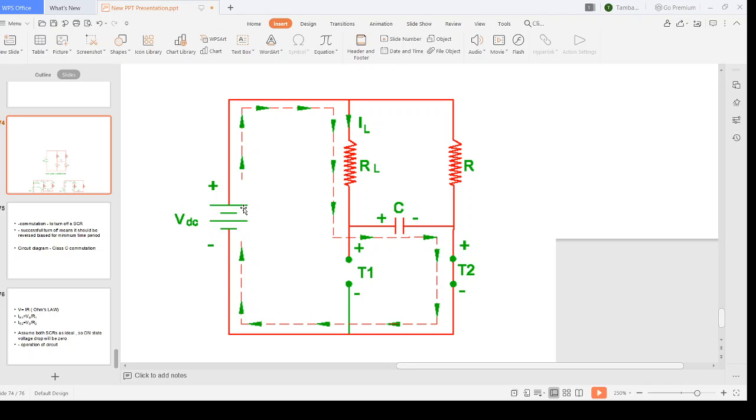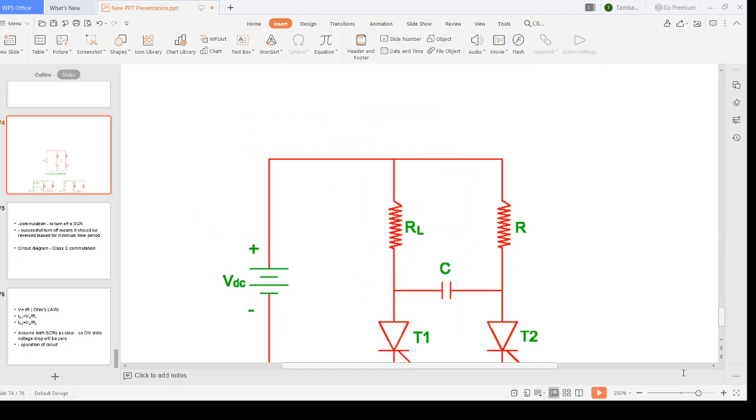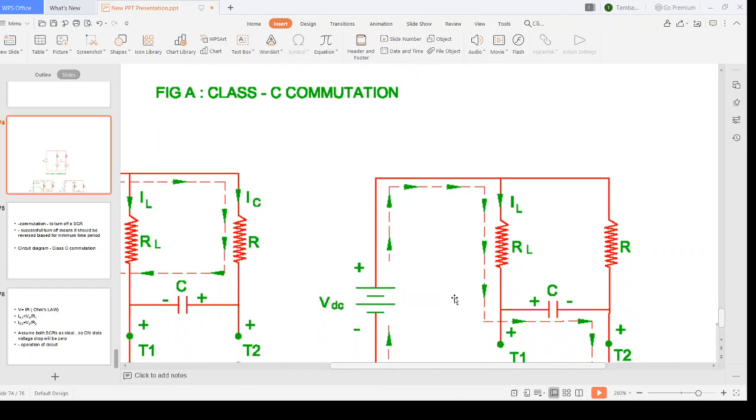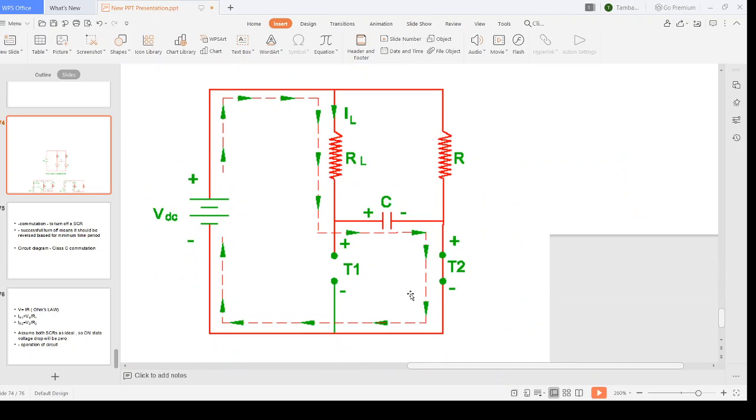SCR2 is turned on. It will connect the capacitor C across SCR1 via SCR2. Now observe the polarity of capacitor C. Observe the polarity of voltage across capacitor C. Observe carefully. As you can observe, this capacitor C has plus polarity, and on the right hand side, polarity is minus. So what will happen?